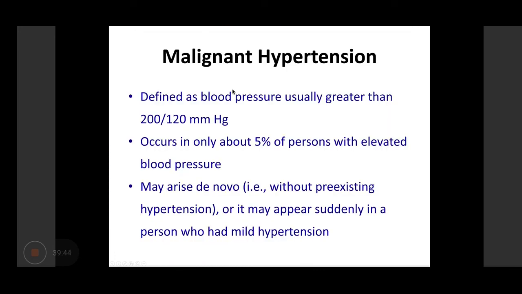On the other hand, malignant hypertension is markedly damaging to the kidney. Malignant hypertension is defined as blood pressure higher than 200 millimeters of mercury systolic and more than 120 millimeters of mercury diastolic. This occurs very rarely, only in a few percent of cases, where it can occur either de novo without any pre-existing hypertension, or it will appear suddenly in a patient who had only a mild hypertension.